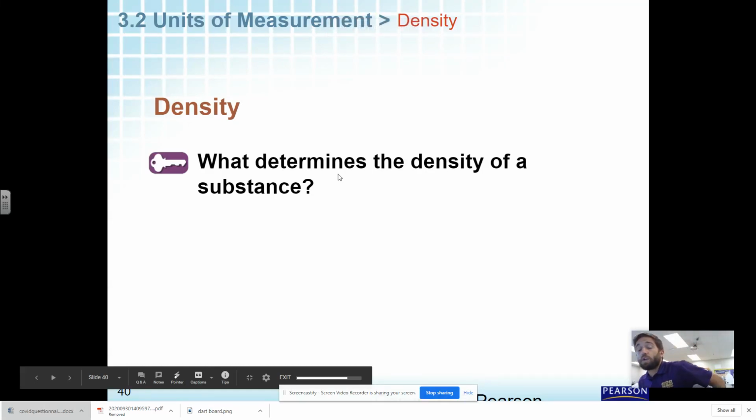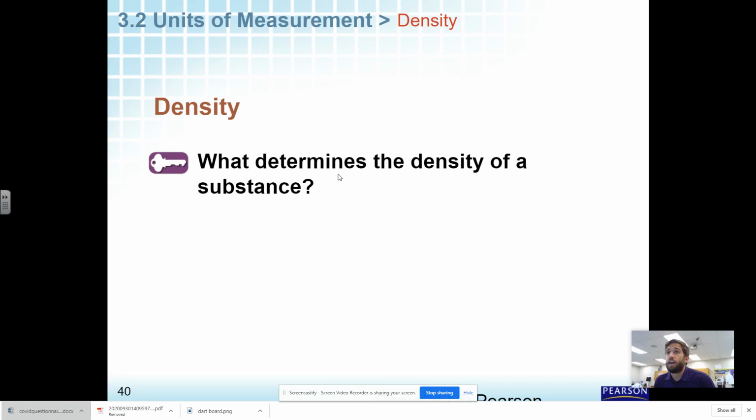Friday. We're going to talk about density today. In 3.2, so far we've talked about metric units, either in person or virtual. On Wednesday, yesterday, we talked about temperature, in person or virtual, and you have access to those videos. Today we're going to finish this section talking about density, and Monday we're going to review all three.